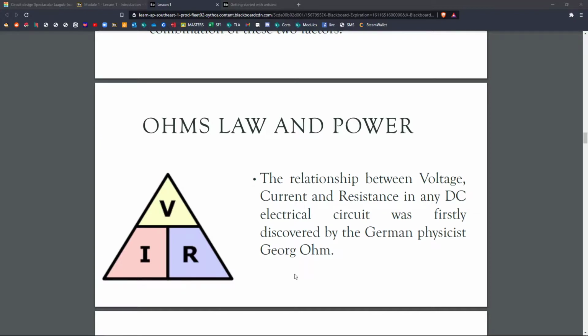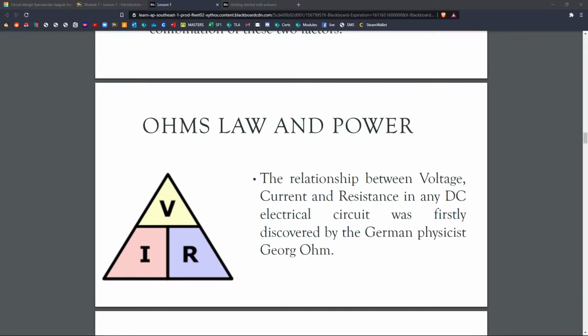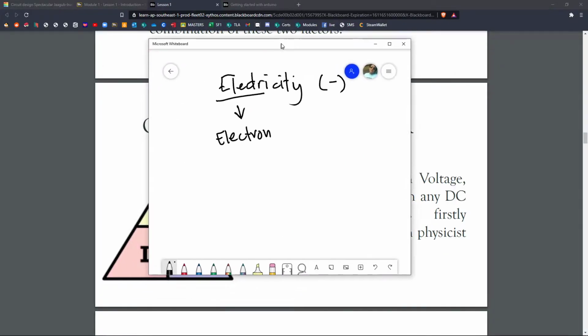But the Ohm's law triangle here, as it is being shown, the formula is very simple. Current is equal to the voltage over resistance. So it could be interpreted as voltage is equal to current multiplied by resistance, or resistance is equal to voltage over current.